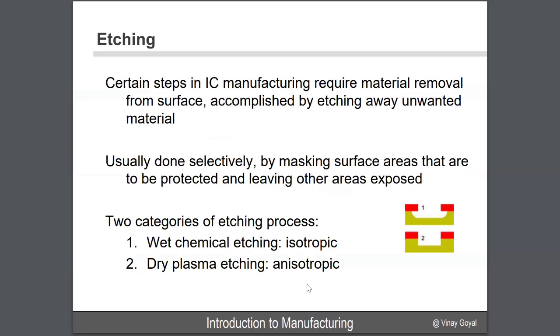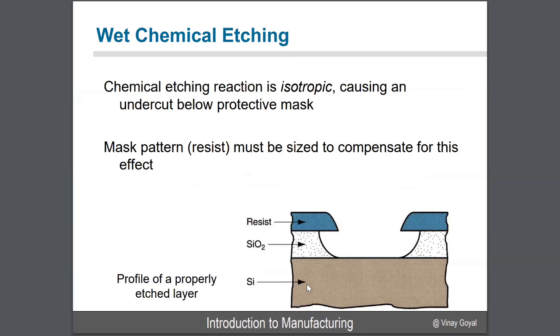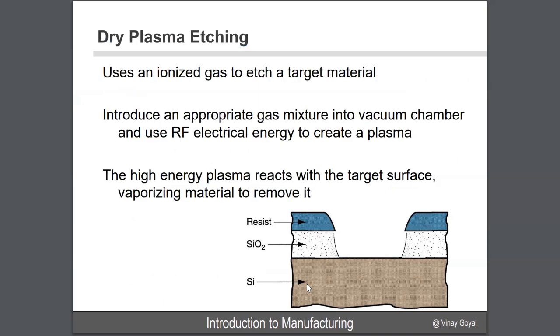And then we talked about etching, which is an important process. And there are 2 approaches used. Etching is used to remove material, and we're trying to remove it in the areas of unwanted material. How we achieve that, we already discussed a few times, but we achieve this by masking surface areas. And then there are 2 categories: wet chemical etching and dry plasma etching. We talked about that before. The wet chemical etching is a chemical reaction that's isotropic, and then the dry plasma etching uses ionized gas to etch the material.